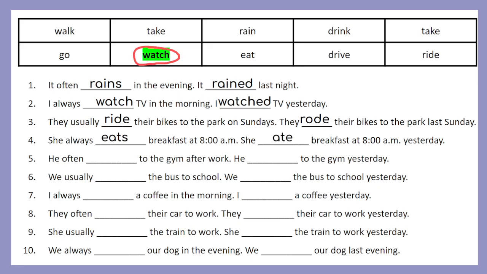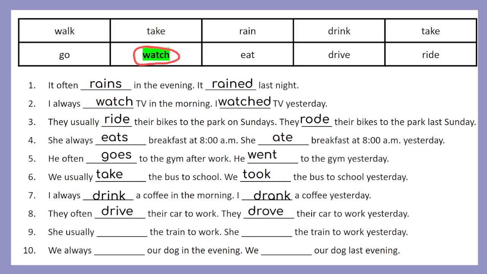She always eats breakfast at 8 a.m. She ate breakfast at 8 a.m. yesterday. He often goes to the gym after work. He went to the gym yesterday. We usually take the bus to school. We took the bus to school yesterday. I always drink a coffee in the morning. I drank a coffee yesterday.